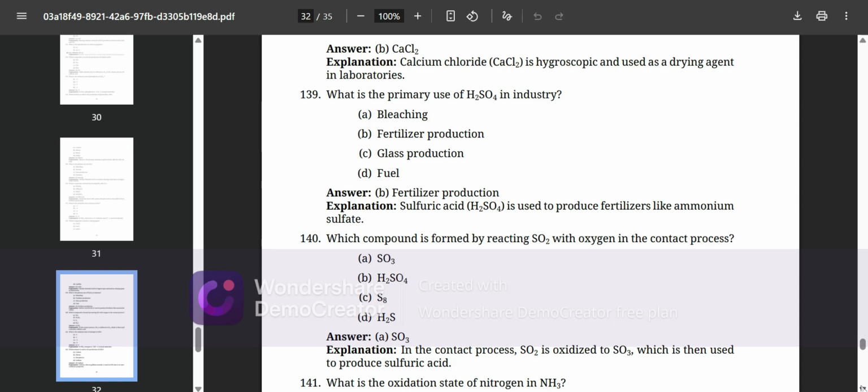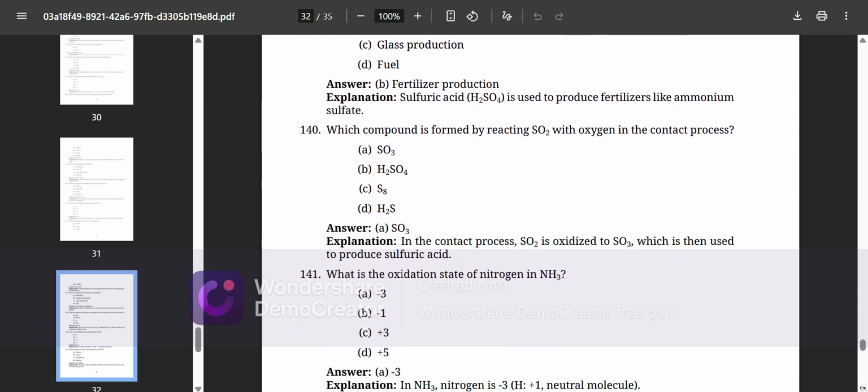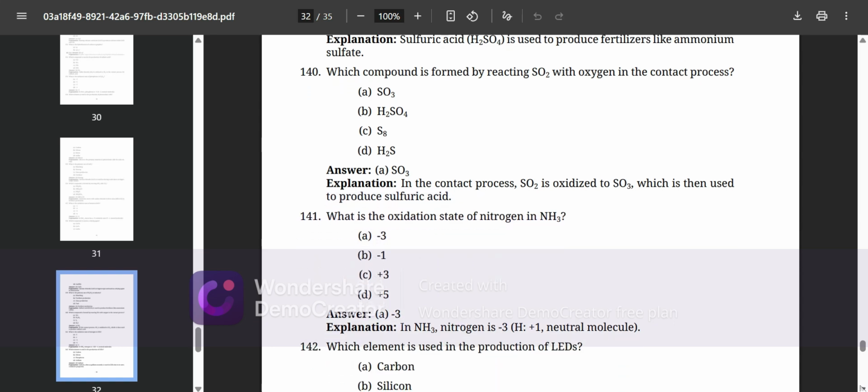What is the primary use of H2SO4 in industry? Fertilizer production. Sulfuric acid, H2SO4, is used to produce fertilizers like ammonium sulfate. Which compound is formed by reacting SO2 with oxygen in the contact process? SO3. SO2 is oxidized to SO3, which is then used to produce sulfuric acid.